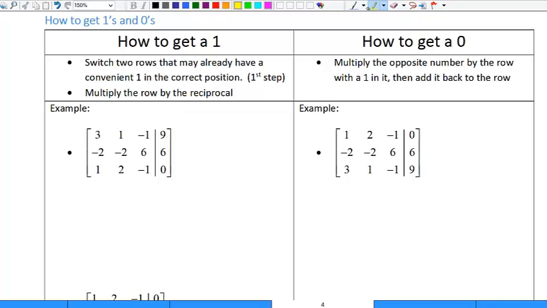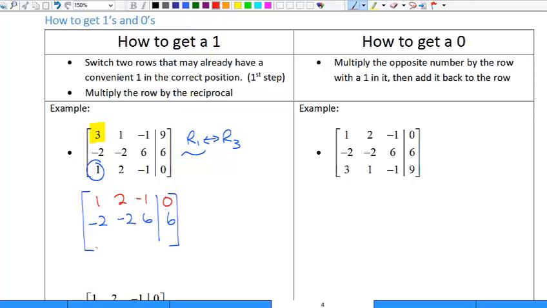For example, if I am looking to get a 1 right here, and I happen to see that there's a convenient 1 in a different row, all I would have to do is take row 1 and interchange it with row 3 in this case, because it's the row that has the convenient 1 in it. Notice that row 2 stays the same, so the first thing I do is rewrite that, and then I just switch the 2 rows.